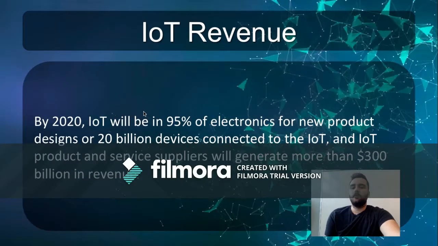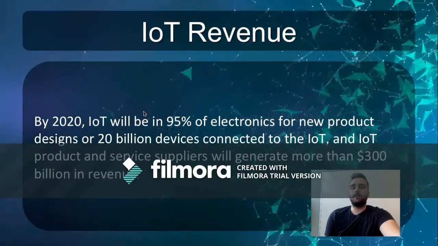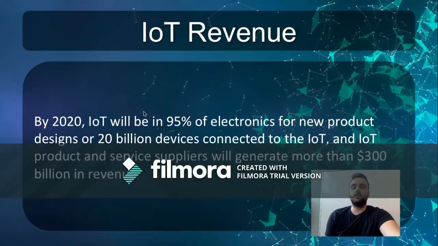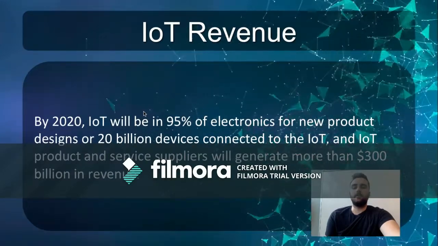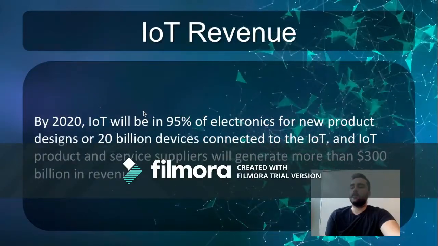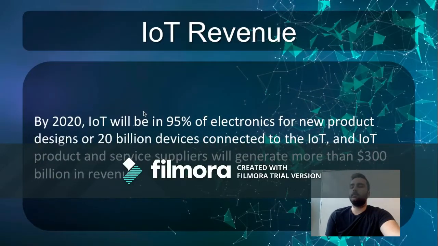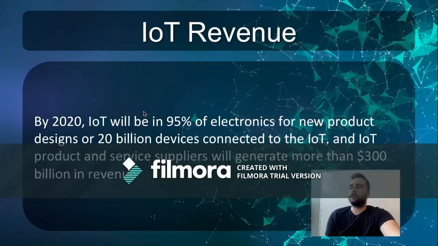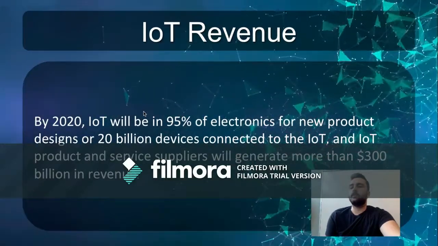So, IoT's revenue. By 2020, IoT will be in 95% of electronics for new product designs, or 20 billion devices connected to the IoT. And IoT product and service suppliers will generate more than $300 billion in revenue. Glassdoor has an average salary for IoT engineers and developers at $95,000 to $170,000 a year. Some companies in IoT include Amazon, AT&T, Bosch, Dell, and Google.